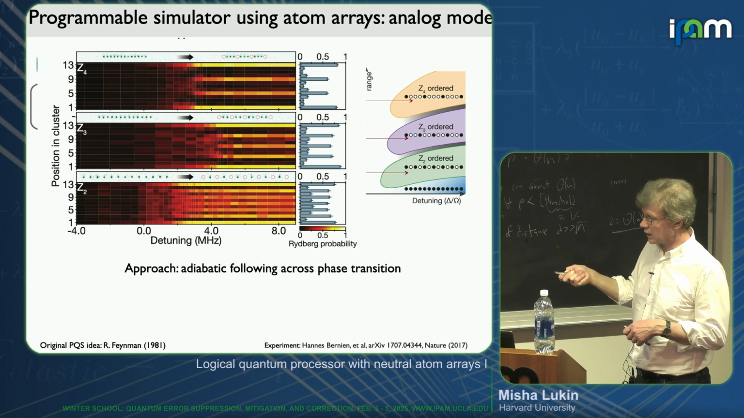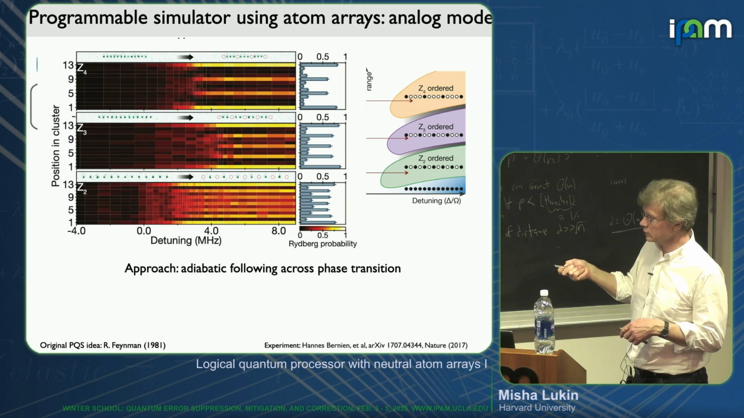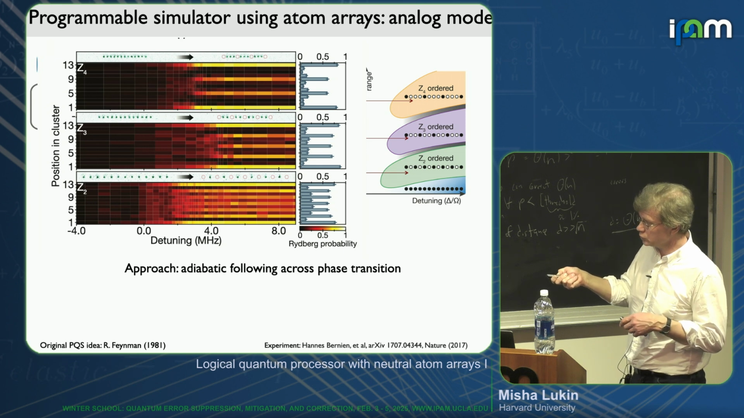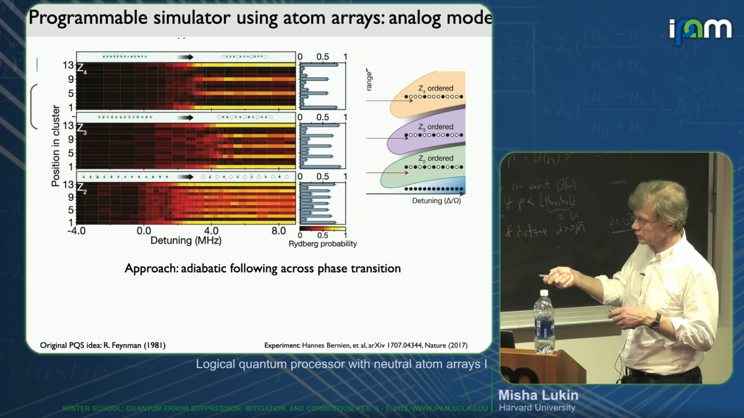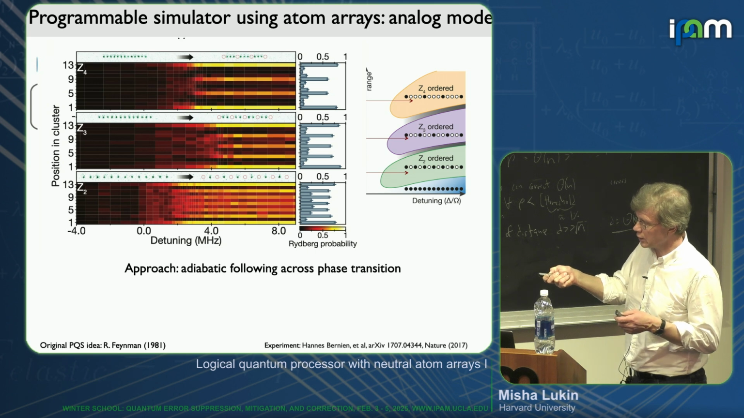So here there is this up-down order, which builds up. Every other atom is excited. So here is up, down, down, up, and so on. And basically, what you see also, if you see these snapshots, as you change this detuning, you see how this state with all atoms in the ground state turns into this kind of ordered state.